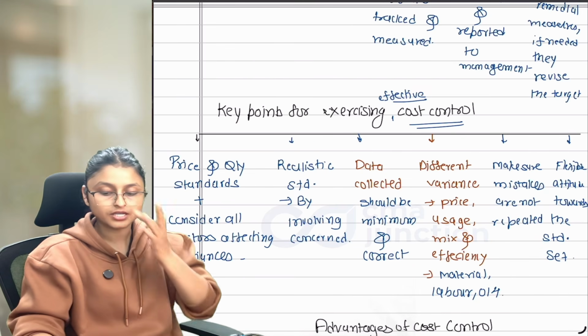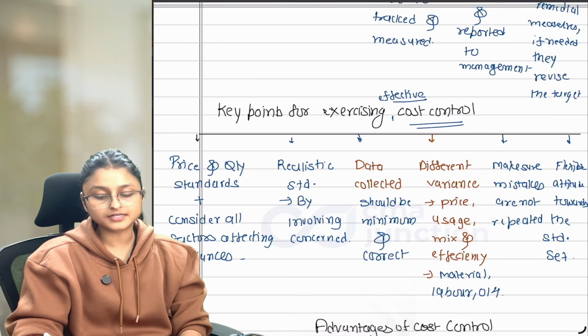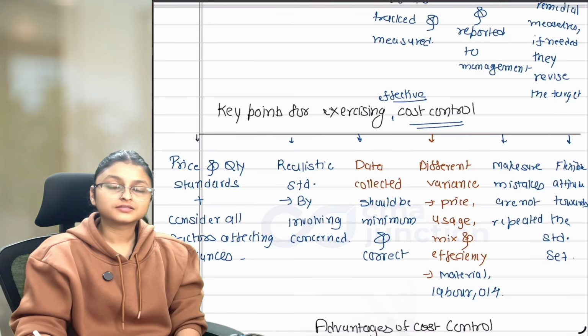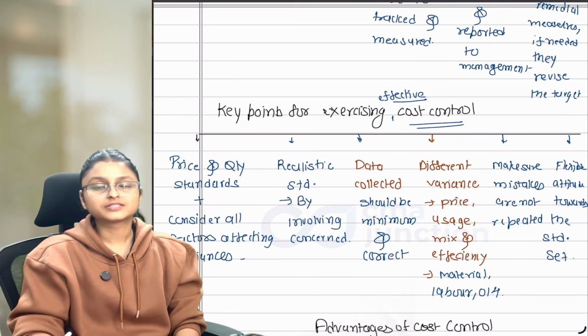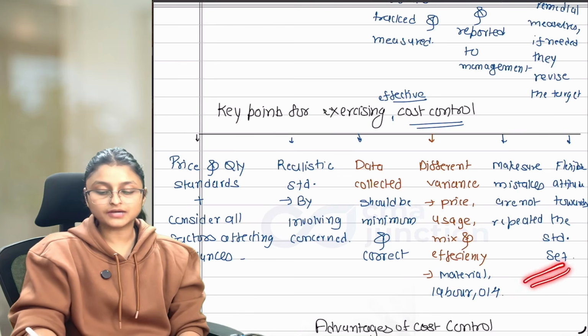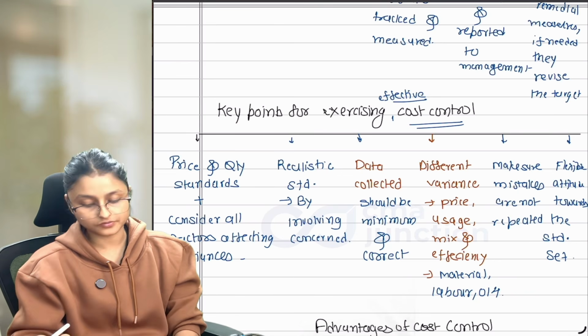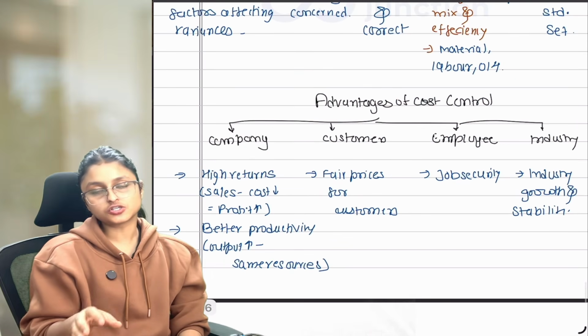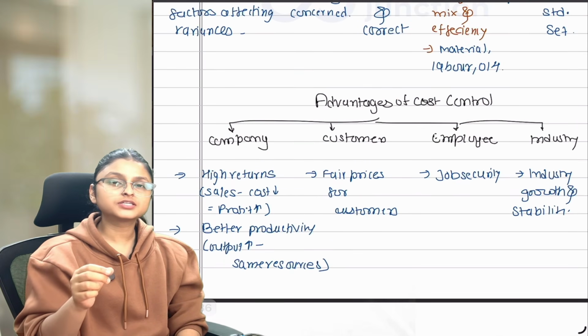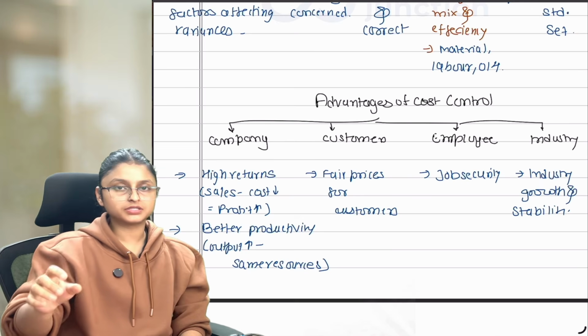And that is why it's very important to make sure of it, because the whole process of cost control is for that. Next, flexible attitude towards the standard set. If we think that the standard is the one which is not set correctly, then we should have a flexible attitude towards standard so that we can correct it whenever there is a need of it. Next is advantages of cost control. Now these advantages can be for different people.